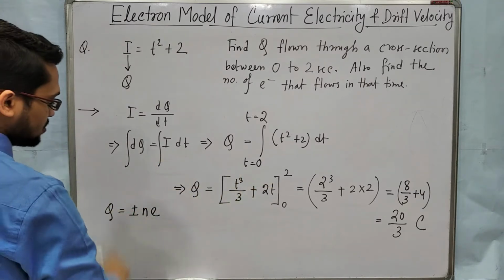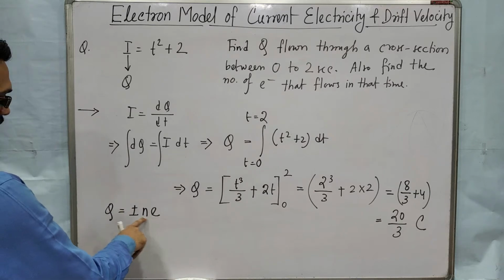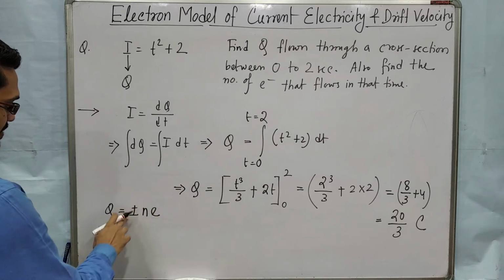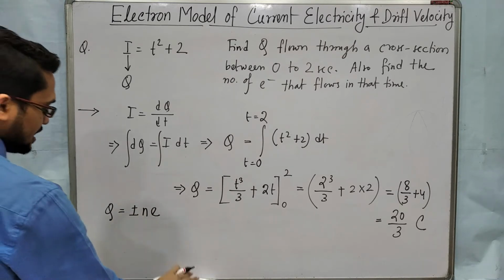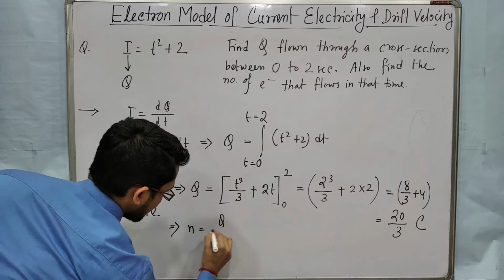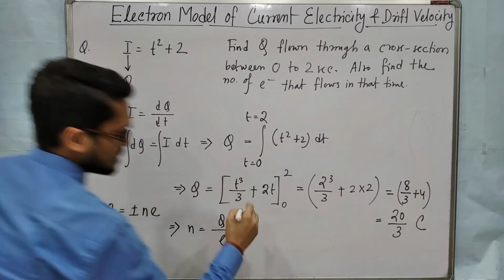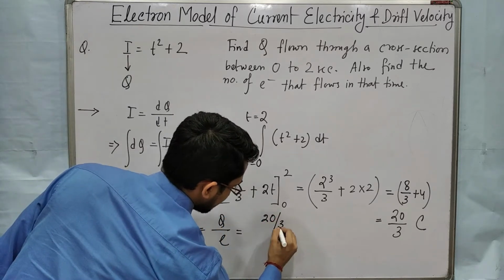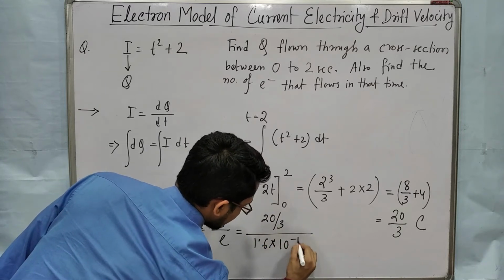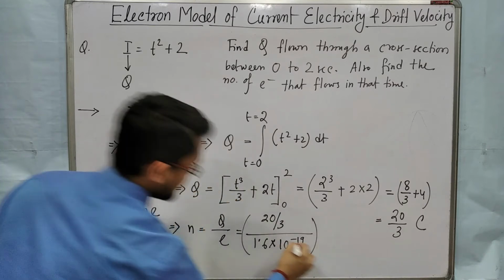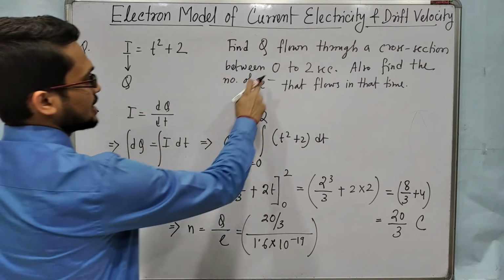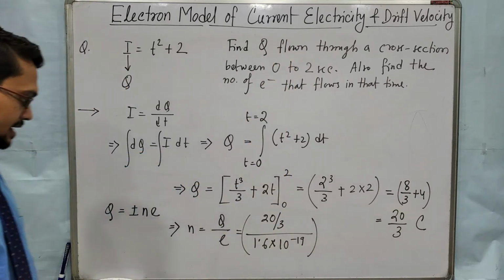N is any whole number, an integer. You can take it as a whole number because n is always positive. Plus minus is given here, and e is the charge of an electron. So n will be q by e. Q means 20 by 3, and e means the charge of one electron, 1.6 times 10 to the power minus 19. So this many electrons flow through that cross section in time 0 to 2 seconds.